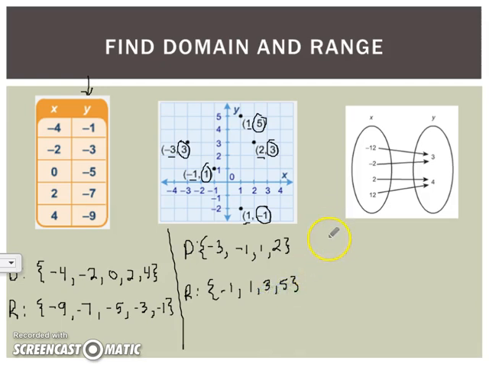And the last one, again, you can also represent a relation as an arrow diagram. So arrows pointing to the different values. And you can see it's already spread out by domain and range. Domain is our x values, range is our y values. So we have for the domain -12, -2, 2, and 12. And for our range, we have just 3 and 4.